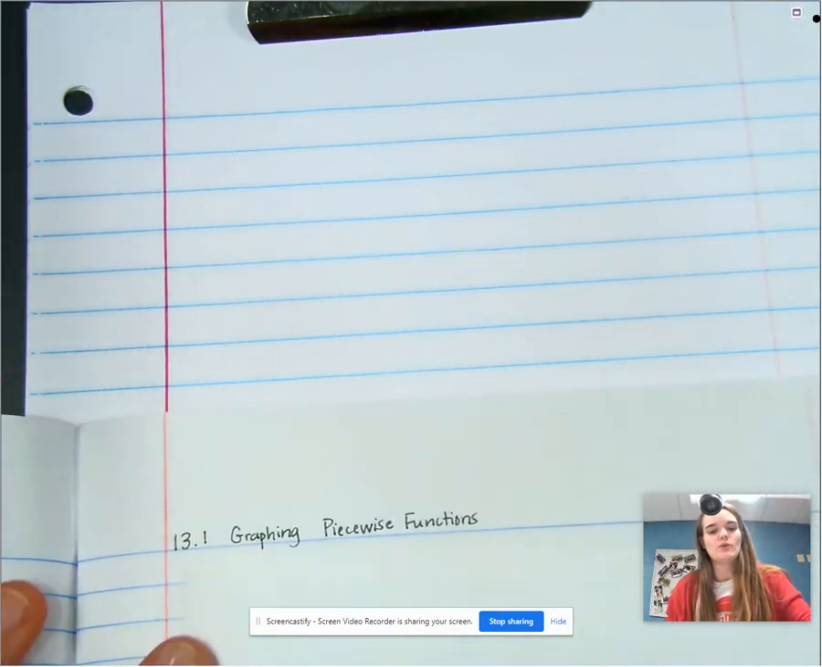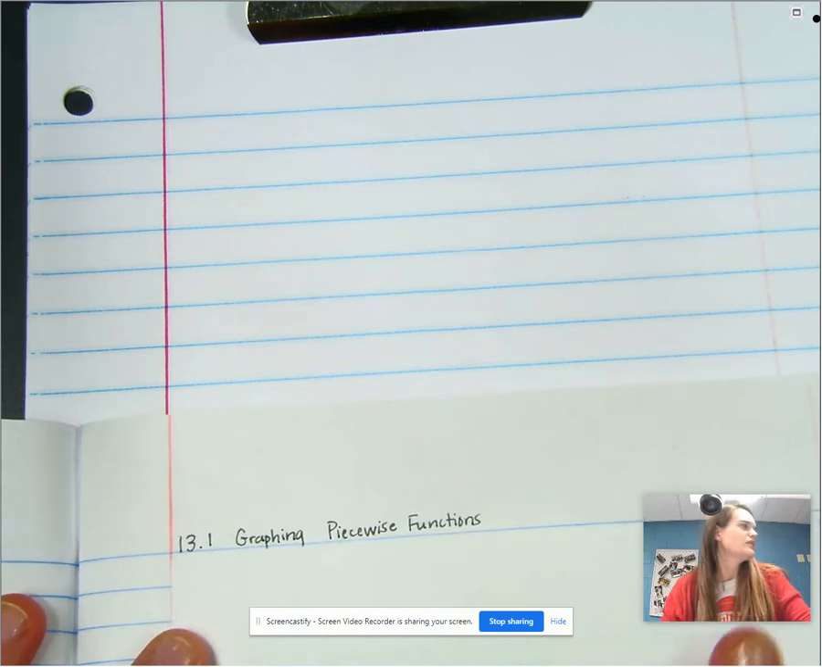So we'll fold it in half. We're gluing it on 45. The title for 45 is the same, 13.1, Graphing Piecewise Functions.